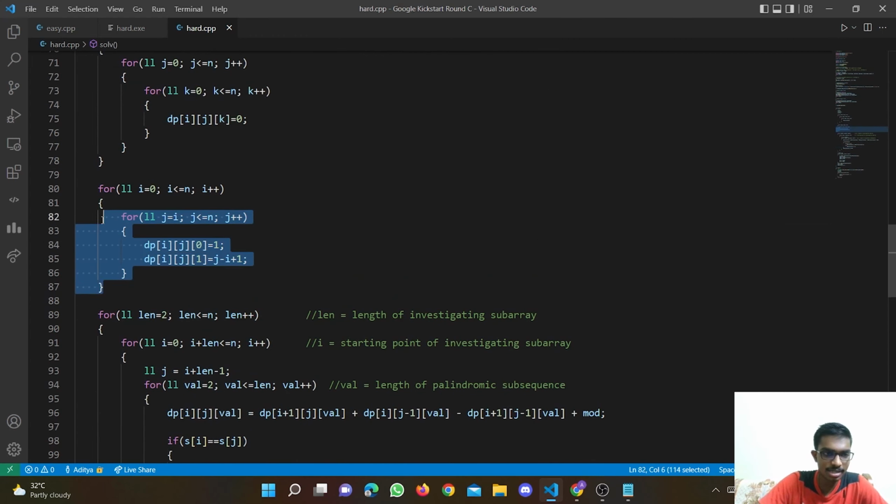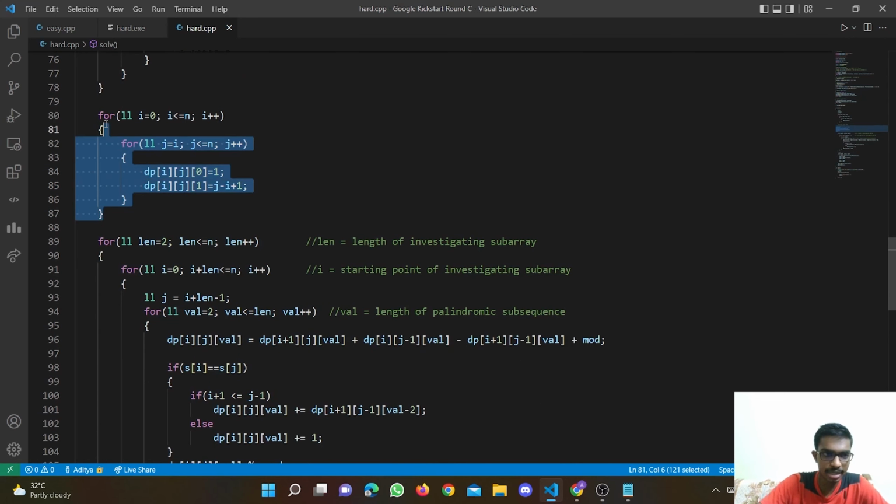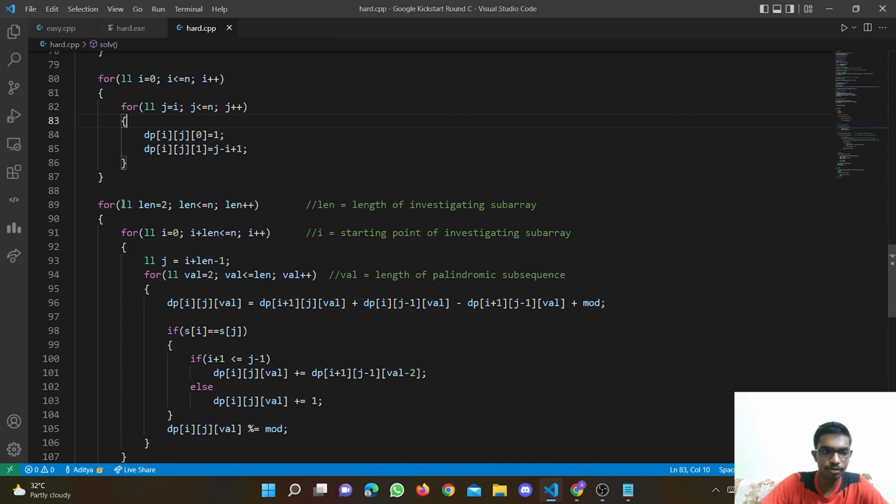Now the base case initialization is that all valid substrings of S will have one palindromic subsequence of length 0, that's a null palindromic subsequence, and all substrings of length L will have L palindromic subsequences of length 1 because each character is a palindromic subsequence of length 1. This is the base case, and now first I'll have to find this dp value for all.